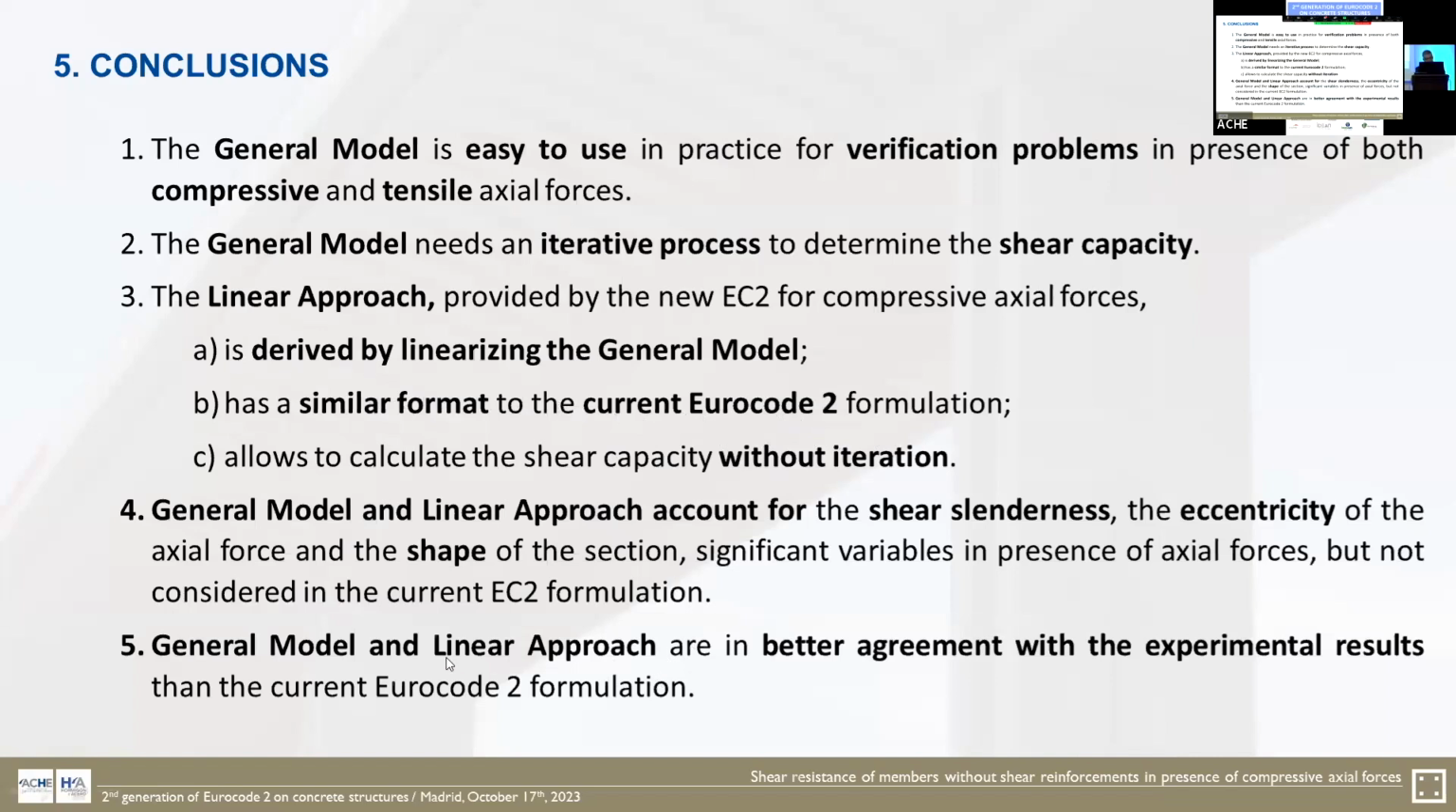And finally, both models, general model and linear approach, are in better agreement with experimental results than the current EC2 formulation because they account for the shear slenderness, the eccentricity of the axial force, and the shape of the section. Variables that are significant on the shear resistance in presence of axial forces, but that are not considered in the current EC2 formulation.